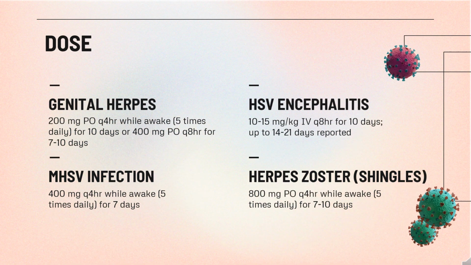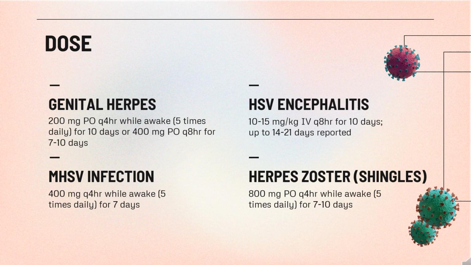Dose: genital herpes. Initial treatment: 200 mg PO Q4HR while awake, 5 times daily, for 10 days, or 400 mg PO Q8HR for 7 to 10 days. Intermittent treatment for recurrence: 200 mg PO Q4HR while awake, 5 times daily, for 5 days, initiated at the earliest sign or symptom of recurrence. Chronic suppression for recurrence: 400 mg PO Q12HR for up to 12 months, alternatively, 200 mg 3 to 5 times daily.